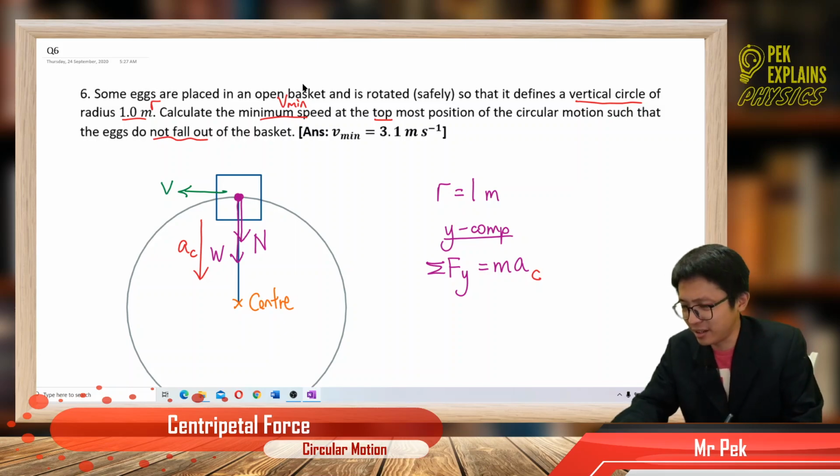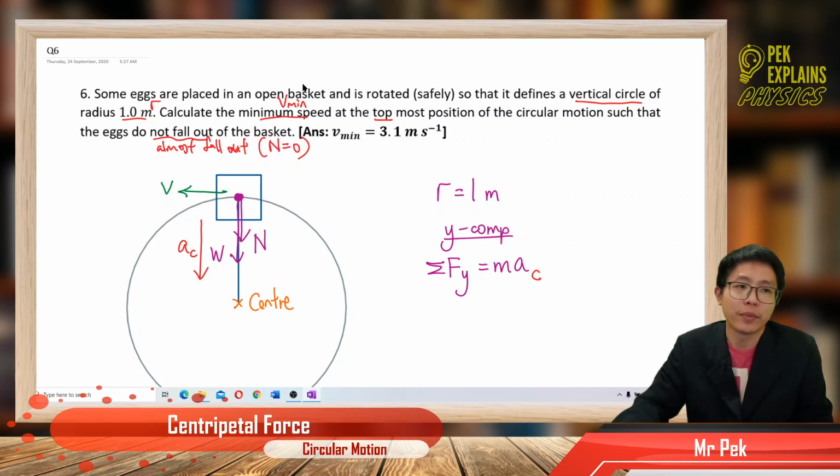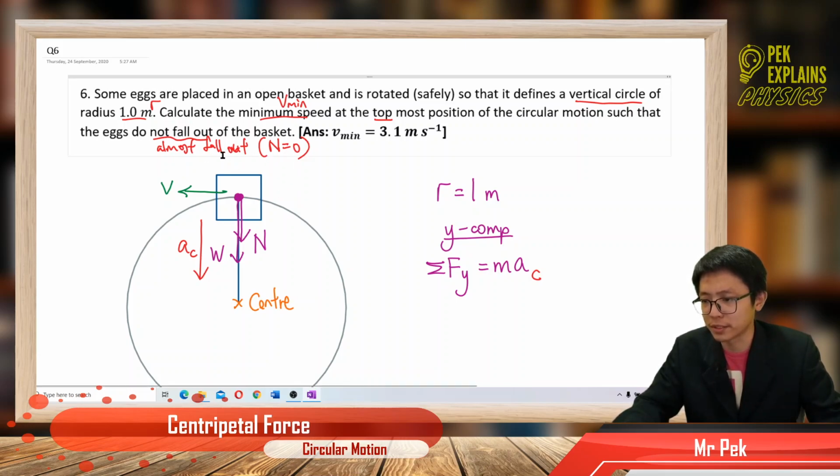When it does not fall out, actually it's almost falling out. Almost falling out means the normal force equals 0. I will explain why. You lose contact from the surface. When you fall out, it means you lose contact from the basket, so the normal force is 0.